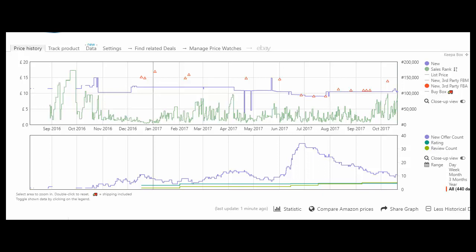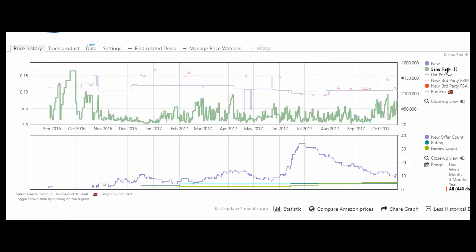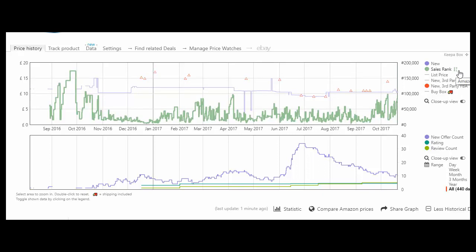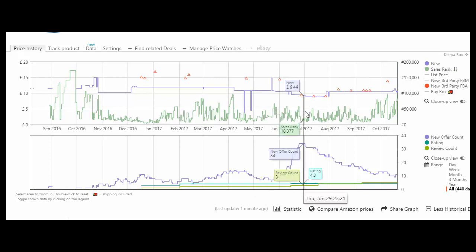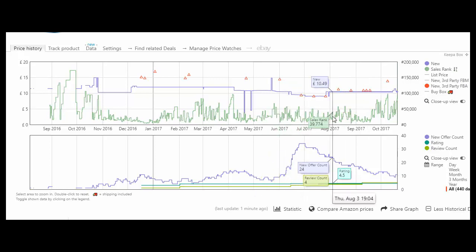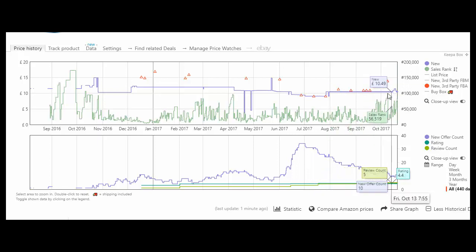So let's just show you here. In green we have sales rank. So you've got the peaks and troughs of regular sales, and up here we have the sales rank. The higher it goes, the slower the sales, so the rank goes up as there are fewer sales, and it pitches back down again as there's a sale.